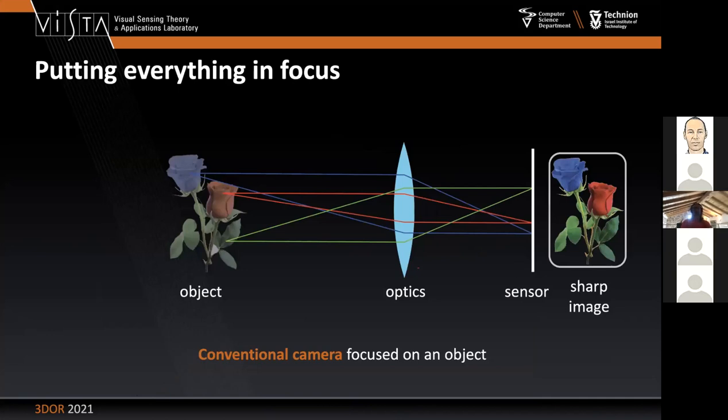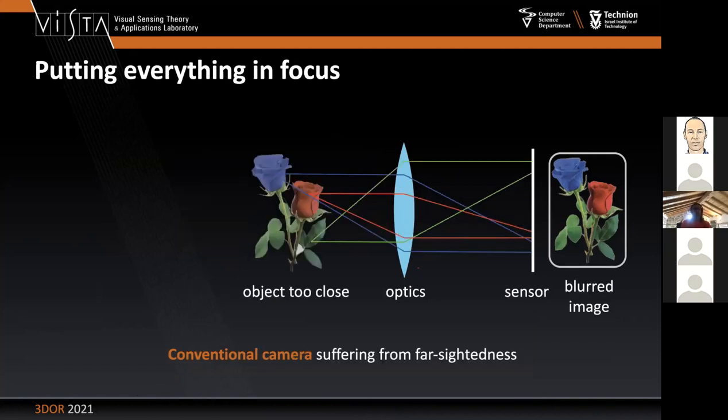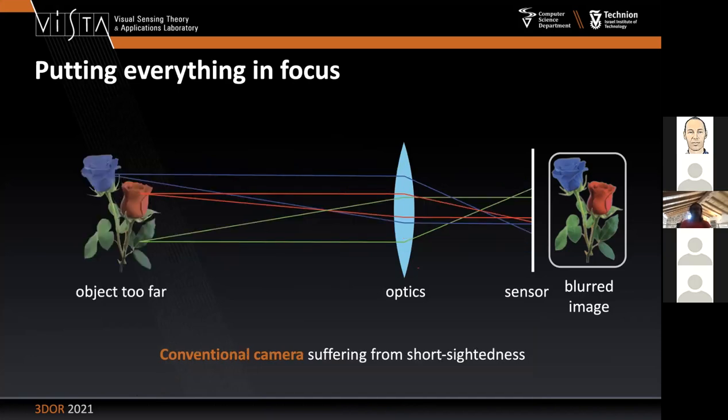So if you take a conventional camera and you focus on an object, and you don't really do it manually as we used to do with the DSLR camera, for example, there is an automatic focusing mechanism in your cell phone. If we focus our camera on some object at some depth, objects that are too near will be blurred. So the camera will suffer from farsightedness. And the same way if we have an object that is too far from the focus distance.